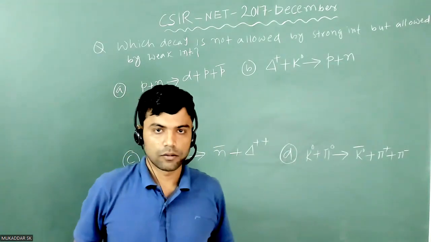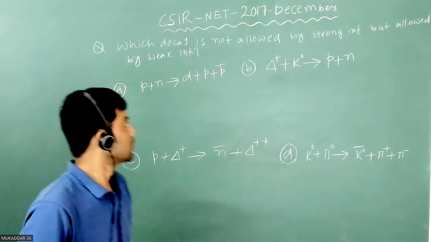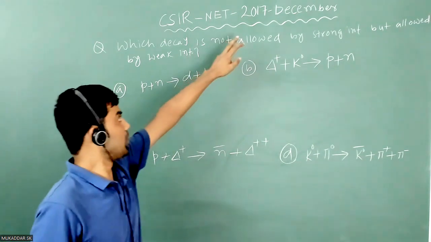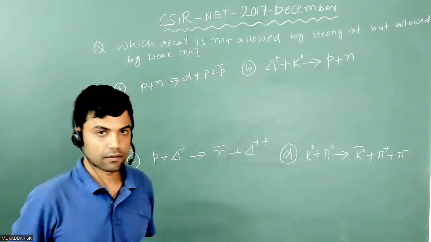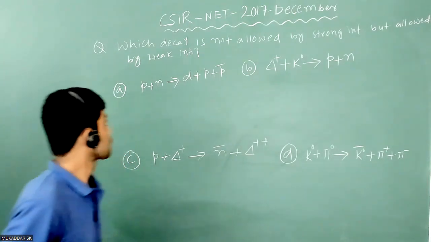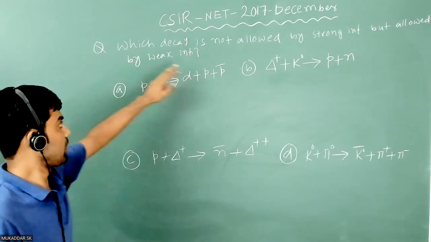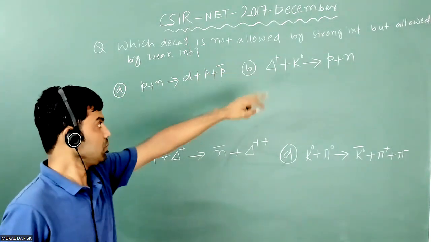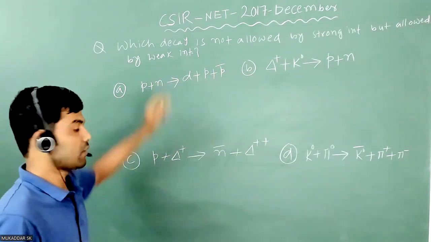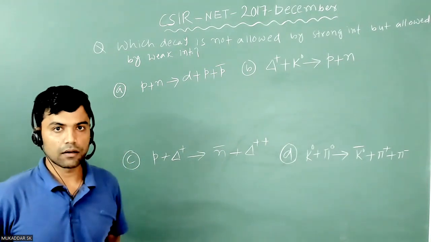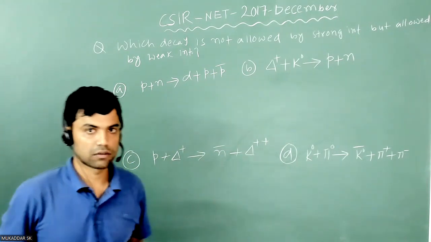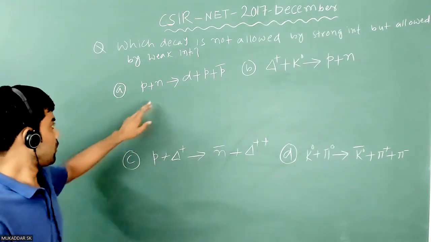Hello students, today we'll solve one beautiful problem from CSIR NET 2017 December, and obviously this question is from particle physics. In that question they have asked which decay is not allowed by strong interaction but allowed by weak interaction. To solve this question we'll apply the conservation of quantum numbers. Okay, so we'll check one by one.